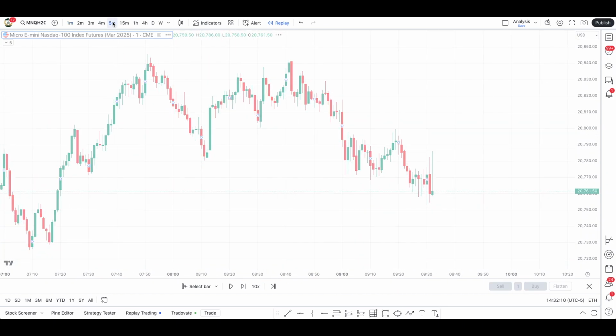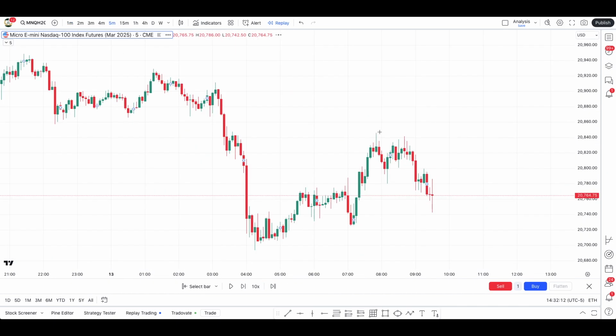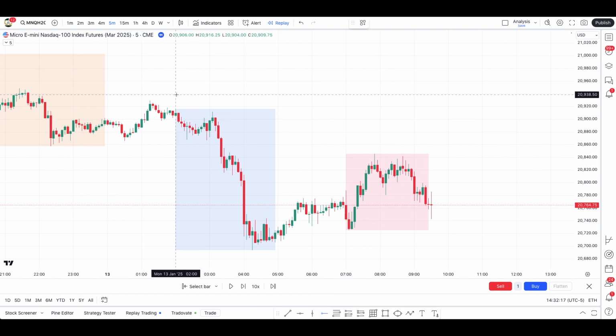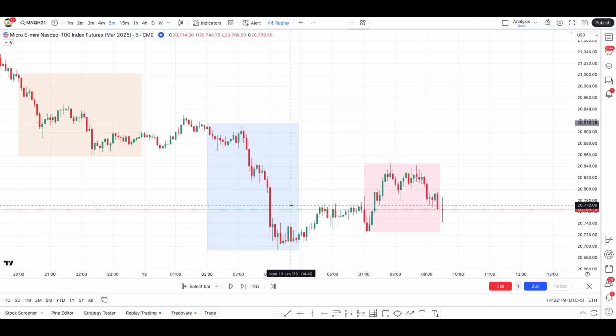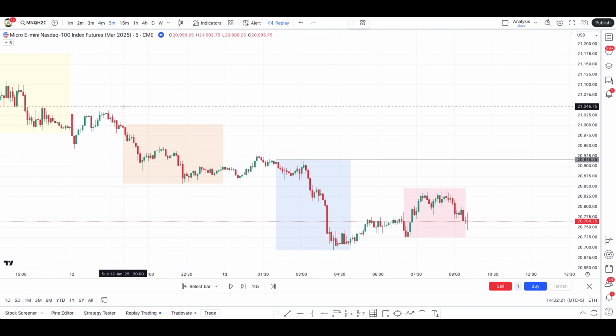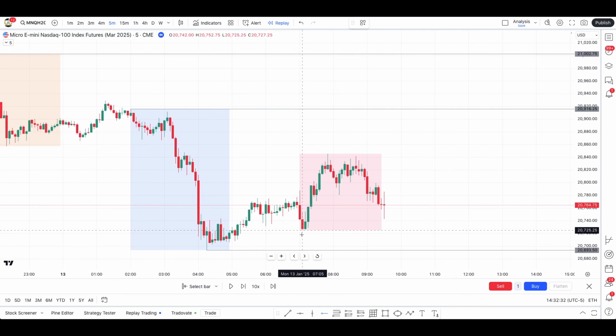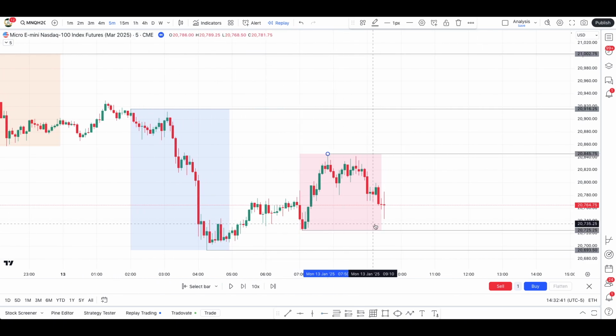Alright, so what I really suggest that you add into your charts is the different highs and lows of the different sessions. So you can see that we have the high of the London session that was not swept yet. So that's a nice liquidity pool. Same thing for the Asian range. We also have the low of the London session and the high of the pre-market open. So for me personally, I like the range from 7 a.m. to 9:30 a.m., just right before the equity open.